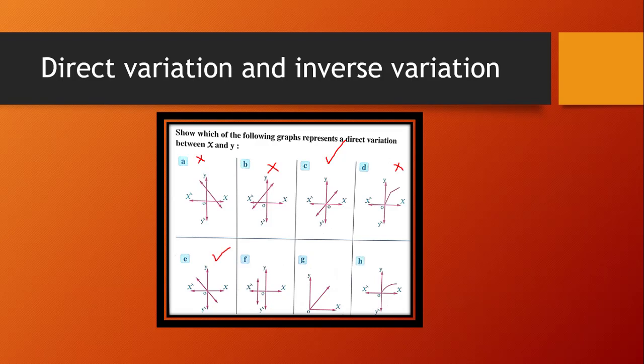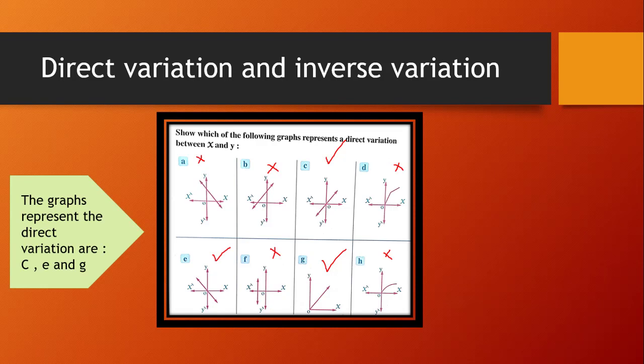Here we have a straight line parallel to the y-axis, so this is not a direct variation. This one, of course, is a direct variation. Here we have a shape, but this shape is not a straight line, so this is not a direct variation. So the direct variation shapes are C, E, and G.